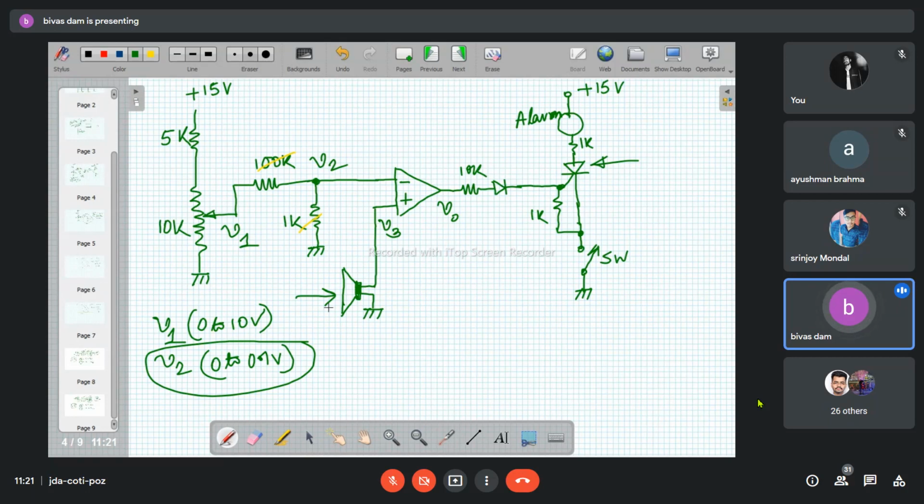So when V1 is at the minimum position, the input difference voltage is positive. So if the input difference voltage is positive, what will happen to V0? Plus V sat. Now you are gradually moving the V1 wiper up. So V1 is increasing, V2 is also increasing. So the input difference voltage is decreasing. There will be a position of the wiper where V2 becomes just higher than V3.